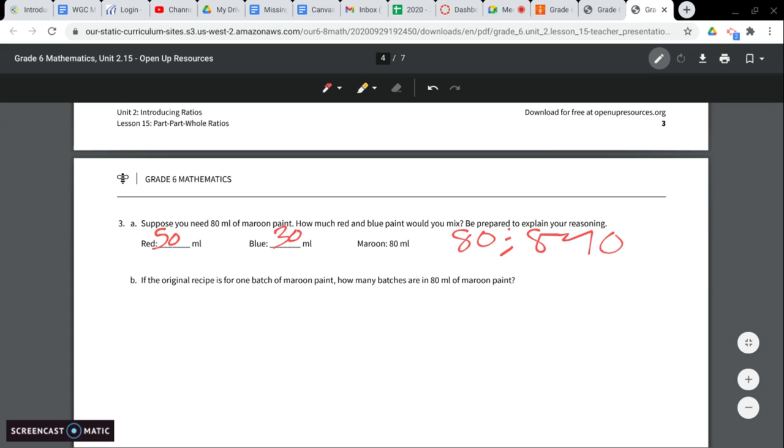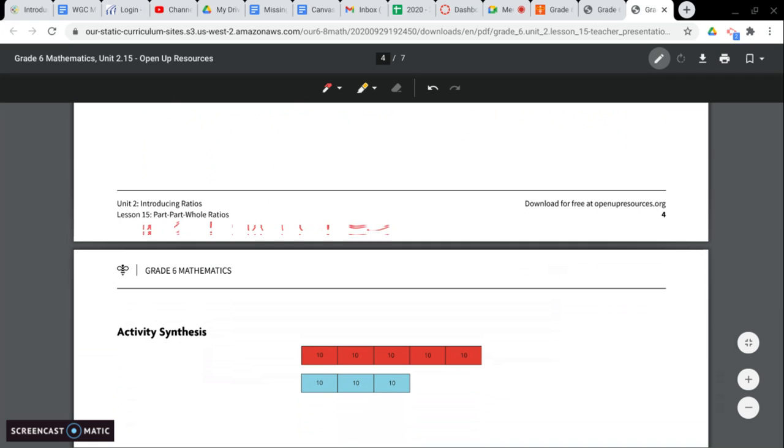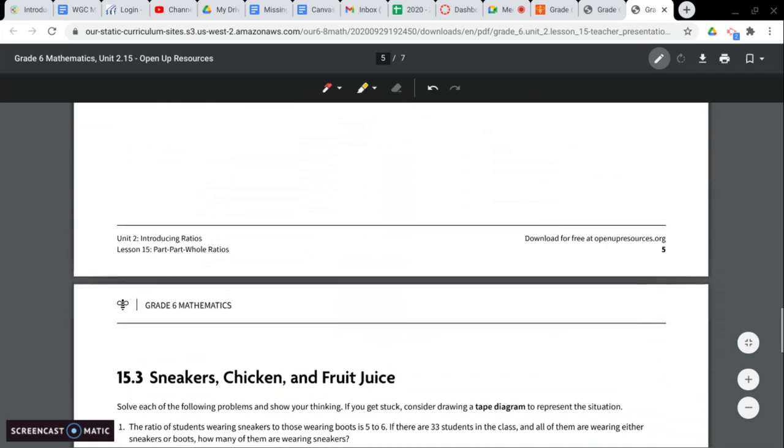If the original recipe is for one batch of maroon paint, how many batches are in 80 milliliters of maroon paint? So it'd be 10 batches since we multiplied these each by 10, since we changed that cube from a value of 1 milliliter to 10 milliliters. So you can see that here with the cubes and the 10.